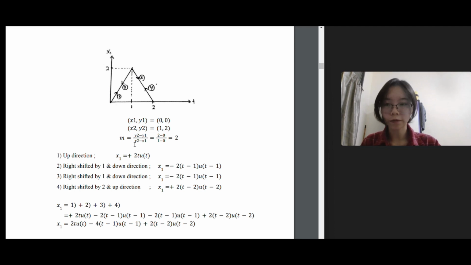Then the second thing is we need to find the direction of all parts. Part 1 and part 4 are in the upward direction, so they have a positive sign, and part 2 and part 3 are in the downward direction, so they have a negative sign. The third thing is we need to find the time shifting for all the elements. Then we can substitute the t naught into the formula for each ramp function, and we get the formula for part 1 to part 4. Then in order to compute x1, we have to sum all the parts together. We sum all of them, simplify the equation, and get the final formula of x1 in unit step functions, which is this formula.